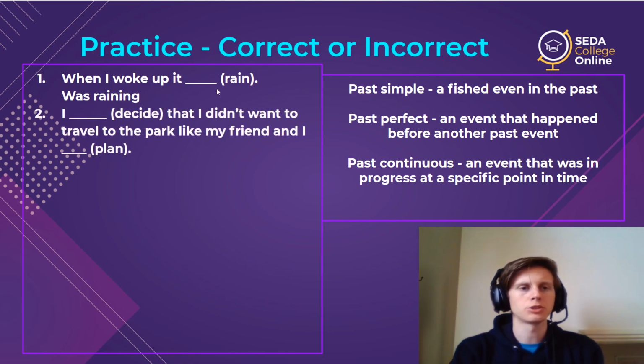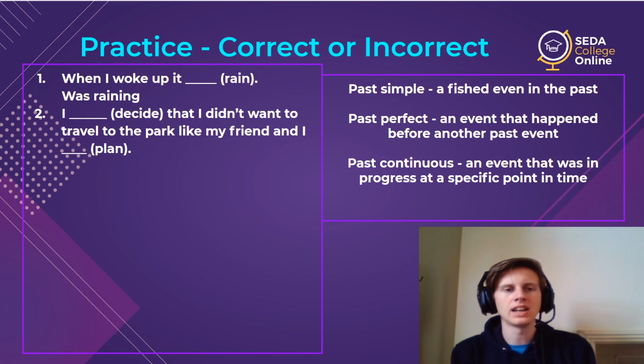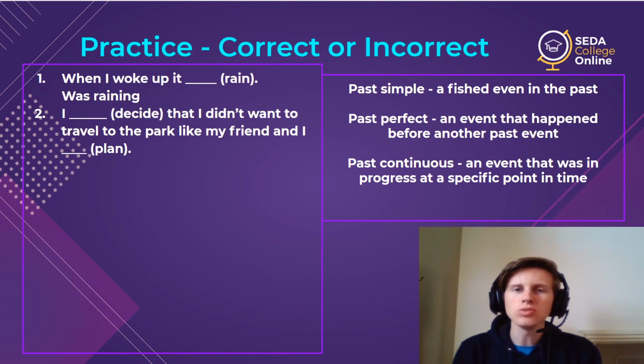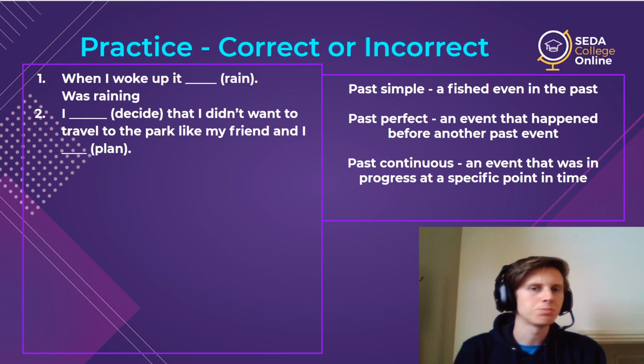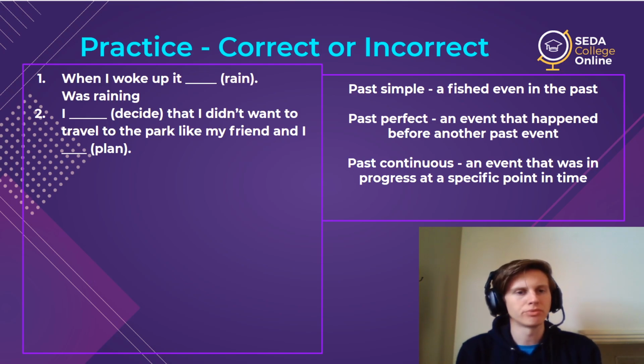All right. Number 2, I didn't want to travel to the park like my friend and I. All right, this one's 2 sentences, a little tricky. So this is one story. When I woke up, it was raining. And then next, what happened? This is the next sentence in the story. So for decide, is it just one point? Is it something that happened before another point? Was it in progress? And then for plan, the same question. Was it happening before? Is it describing the plan before or in progress?